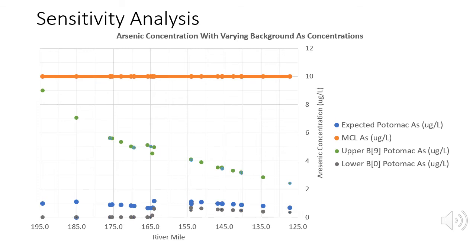You'll see that the closest we ever get to the MCL is at River Mile 195, which is the upper Potomac, and that's just because we assumed that the concentration was already at 9 micrograms per liter. But once we have the wastewater treatment plant effluents and other effluents coming into the system, the concentration quickly gets diluted. And so even at the upper boundary, exceeding the MCL of arsenic is unlikely.